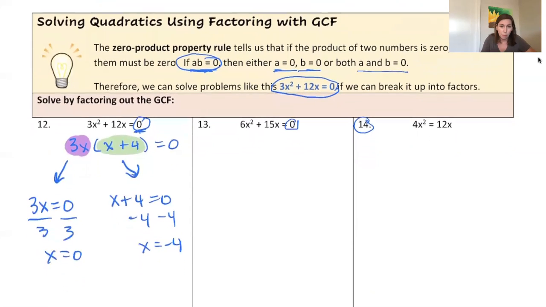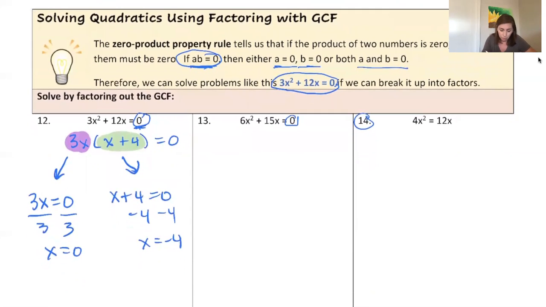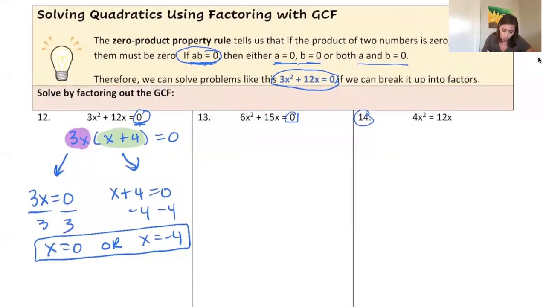At this point, you have a couple choices of how you want to write your answer. You can stick an or in the middle of that and you're done. X is equal to 0 or x is equal to -4. You could use the notation that we learned in the last unit and list the possible solutions like that. So that's an option as well.